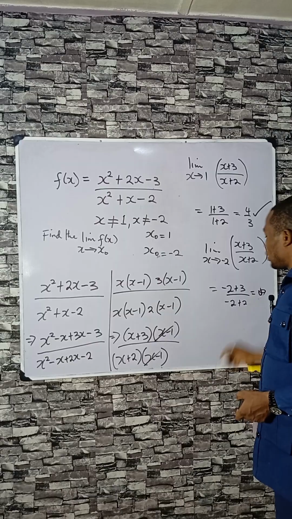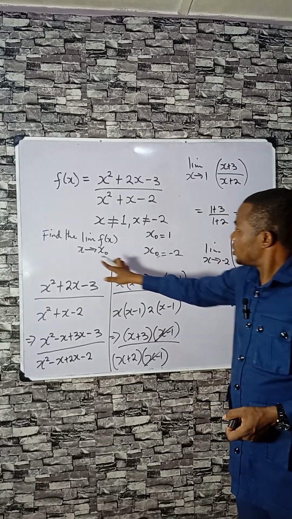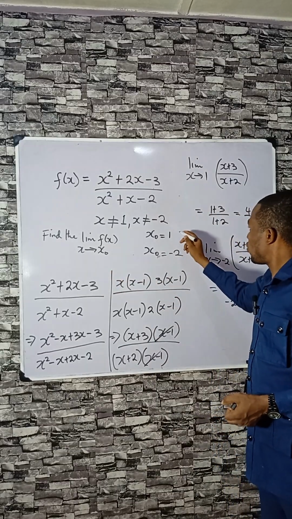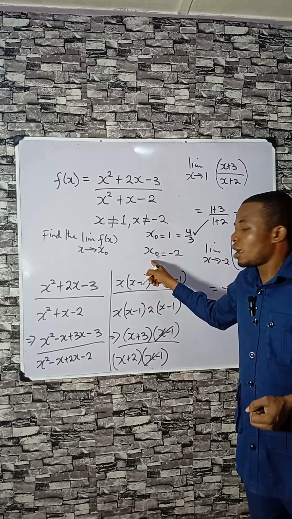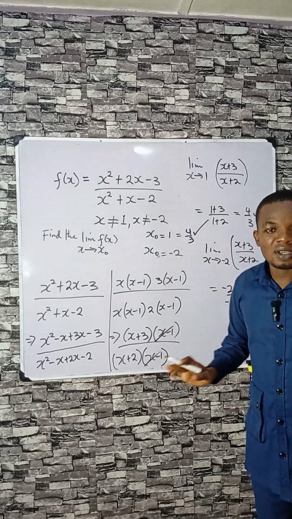This is undefined. So the limit as x approaches x naught, when x naught equals 1, the limit is 4 over 3. But for x naught equals minus 2, the limit doesn't exist.